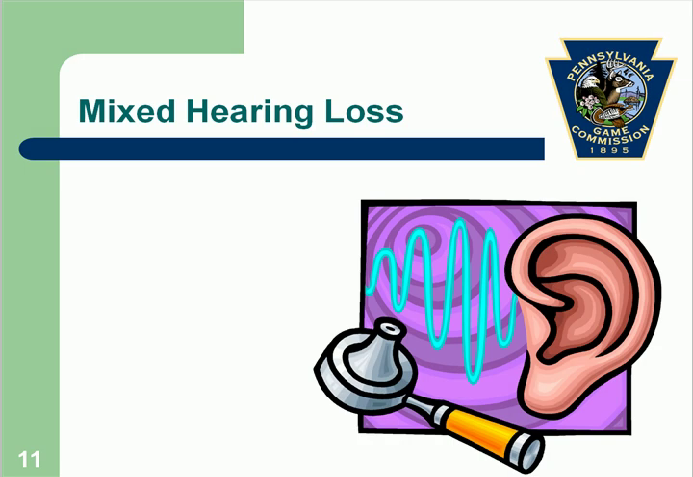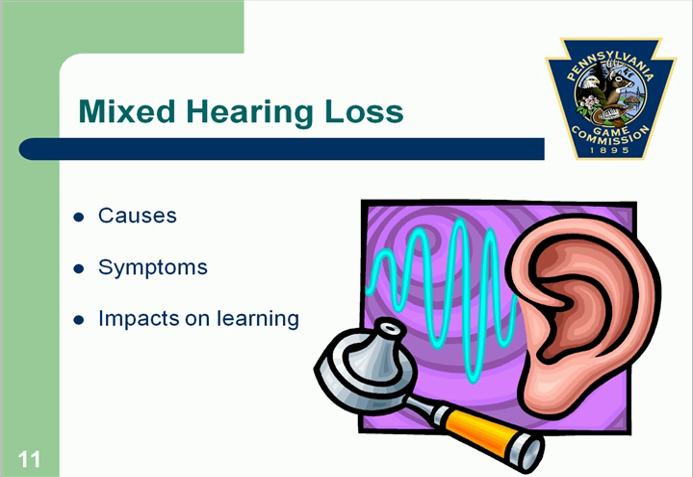Mixed hearing loss basically is a combination of both conductive and sensorineural loss. The symptoms can be a combination of either, one being more magnified than the other. Impacts on learning and accommodations are the same as previously discussed.